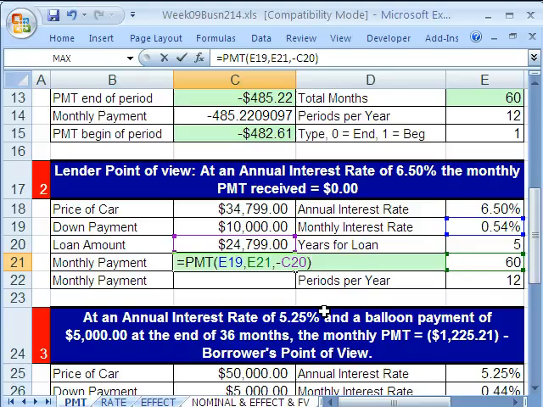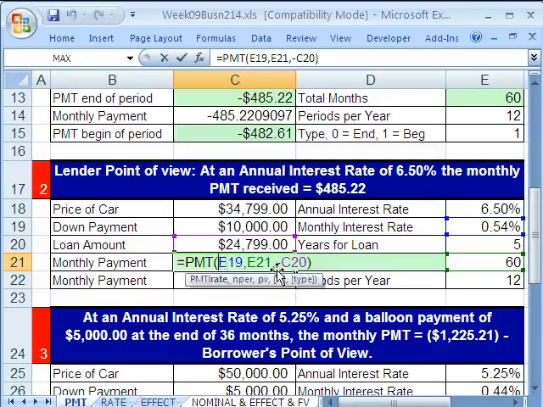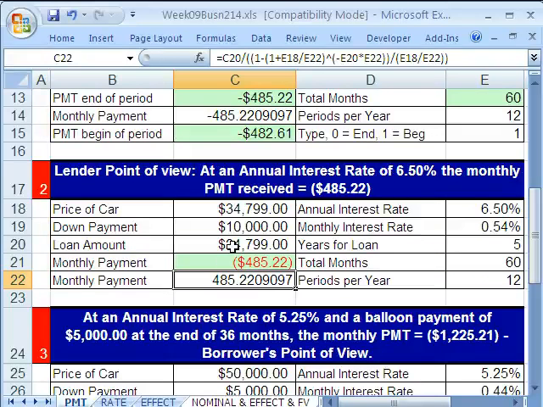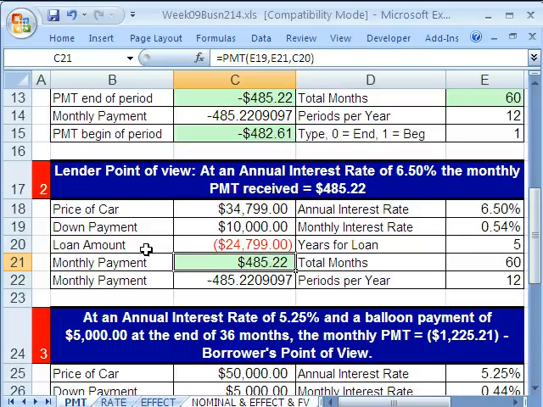And so enter, and there we have $485.22. And it's positive. In fact, just to make this better looking, let's get rid of that minus. And then let's properly record this one here on the face of the spreadsheet. I'm going to put minus and then open parentheses and then close parentheses. That way we see right on the face of the spreadsheet the point of view of the lender is cash going out of their wallet up front, but this is coming into their wallet each period.